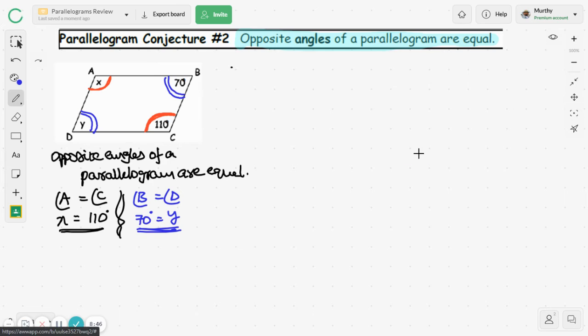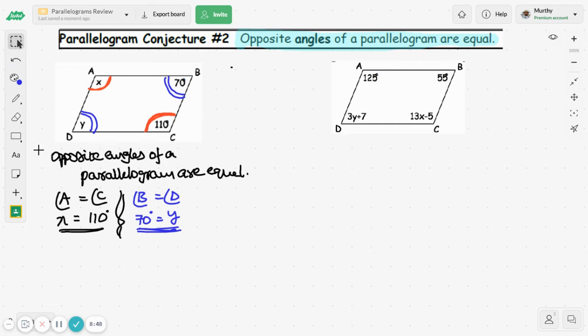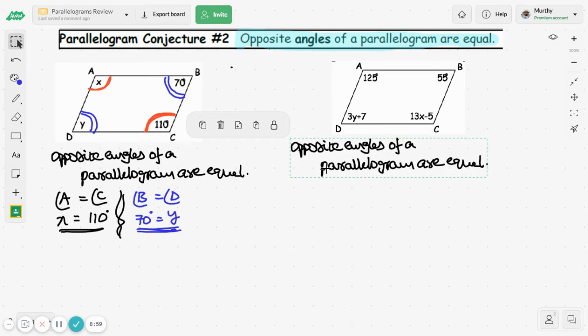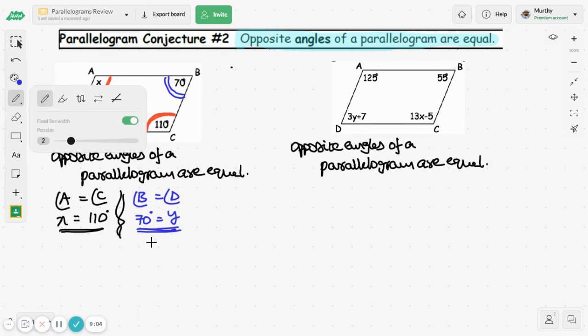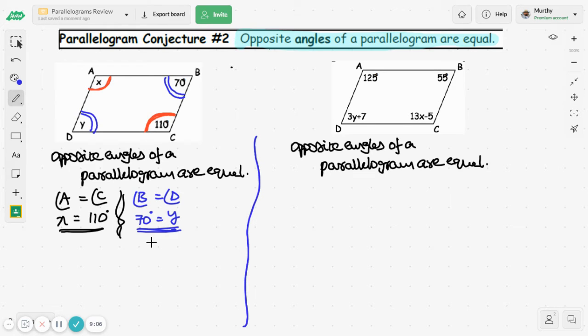This is another question, and we take the same rule, that opposite angles of a parallelogram are equal. So let me copy that. So the same rule we follow. Here, let me look at the diagram carefully. I see that angle A equals angle C. The reason is the same as I mentioned before, that is, opposite angles are equal.